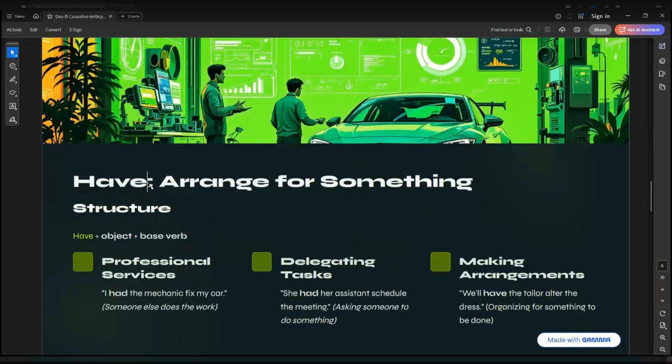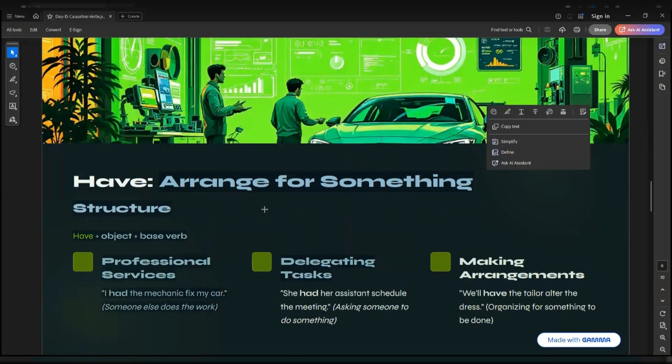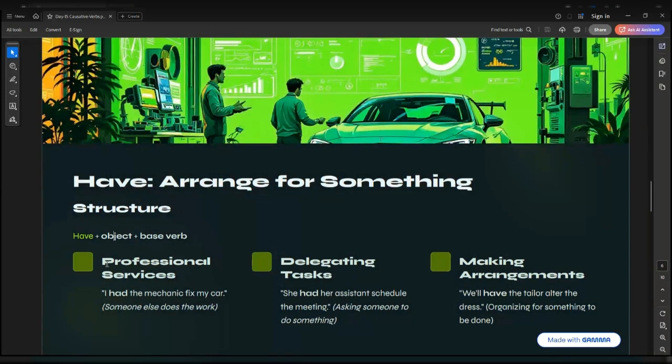Have is on the other end. Now the story changes a little. Have is used to arrange for something. The structure is have plus object plus base verb. For a professional service, delegating a task or making an arrangement, we use have. For example, I had the mechanic fix my car. Here I'm arranging for the mechanic to fix something, right?